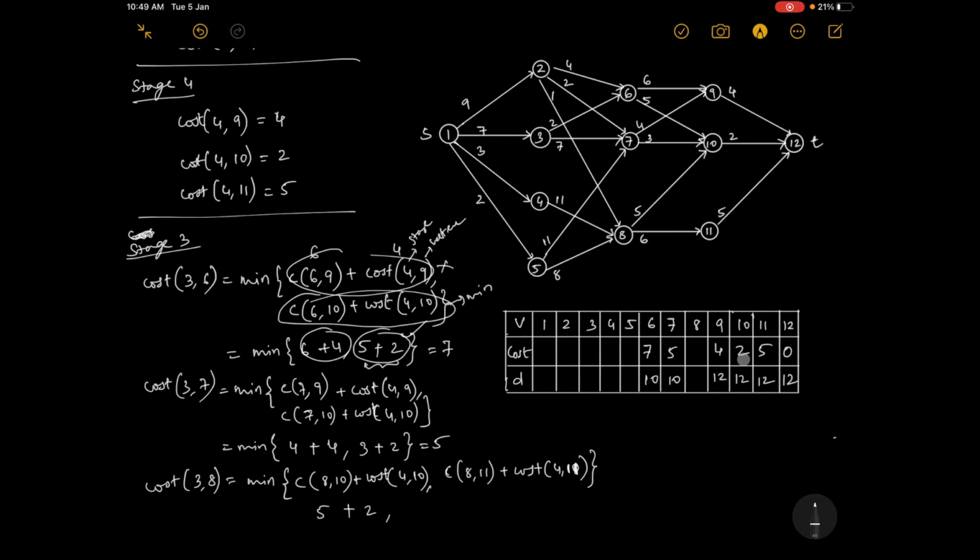So it is C of 8 comma 11, what is the cost? It is 6 plus, vertex 11 is 5. So which is the minimum out of this? This is the minimum. So the answer is 7. So I have to write 7. So which has given me the minimum? This one is the minimum. So which is that vertex which has given me the minimum? Correct, 10. So I should write 10.